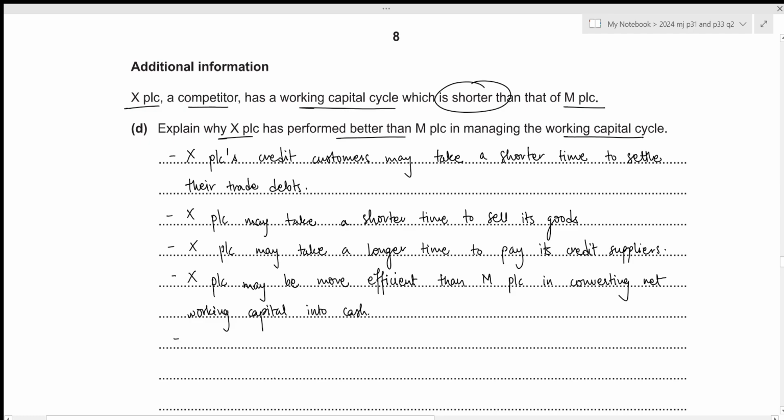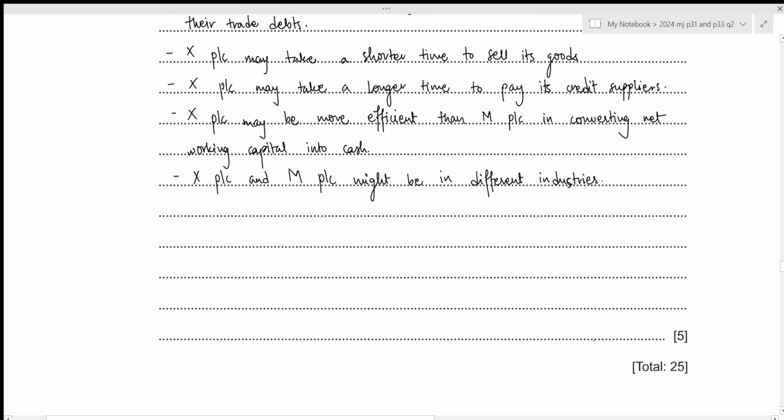The next thing we can see in order to explain why XPLC has performed better is that they might be in different industries. So XPLC and MPLC might be in different industries. That could also explain the difference in their working capital cycle. Okay, that is all for the fourth part as well as this entire question.